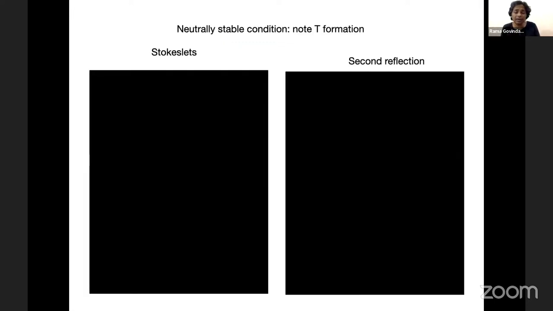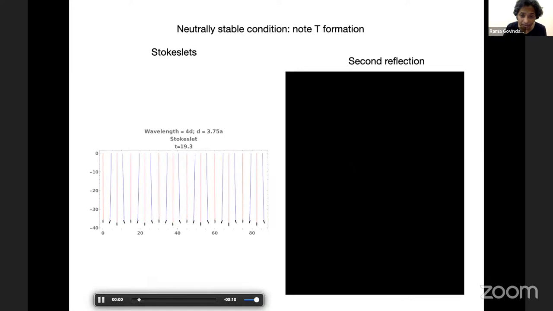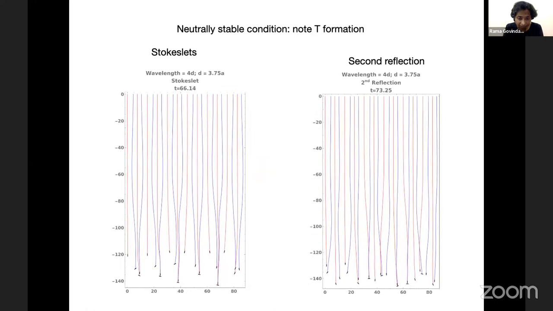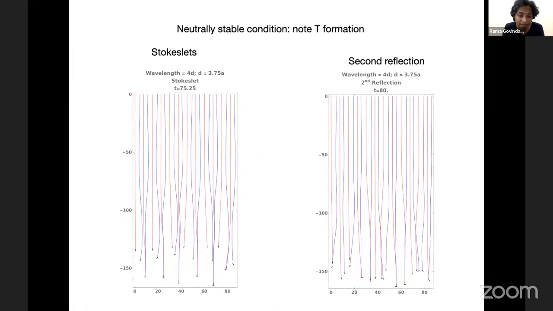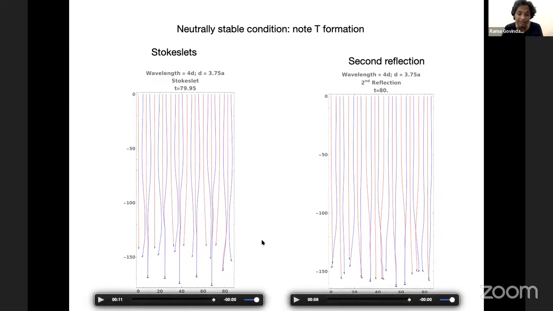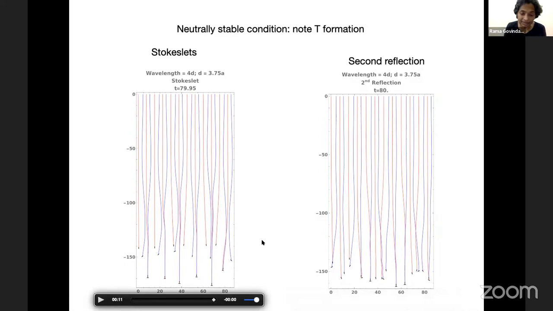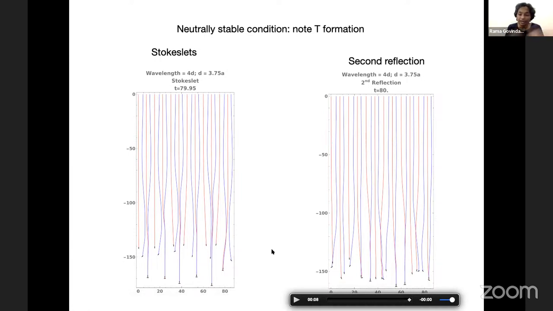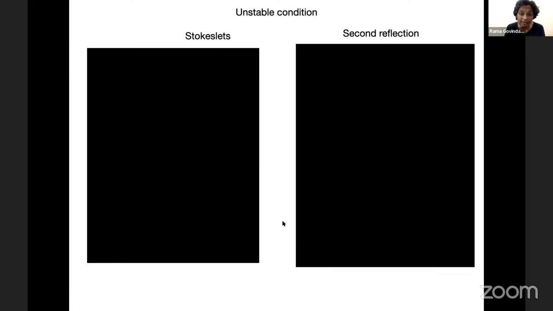So just to compare, in the T formation, we have in the neutrally stable case a Stokes-Leth simulation and second reflection. I didn't show the first reflection. So you see that both of them are qualitatively the same, although in detail they're very different. This system is quite chaotic, so we do not expect the same answer, but you see that there's a slightly decreased tendency to form T's in real life. So there's more a tendency for the T to go away. This is the basic moral in the second one.